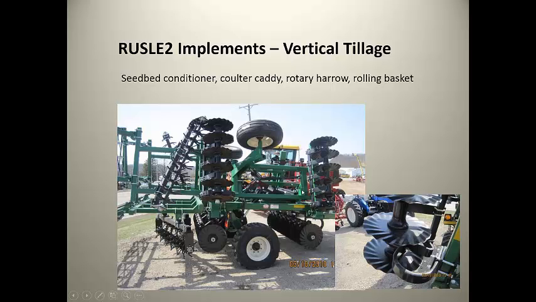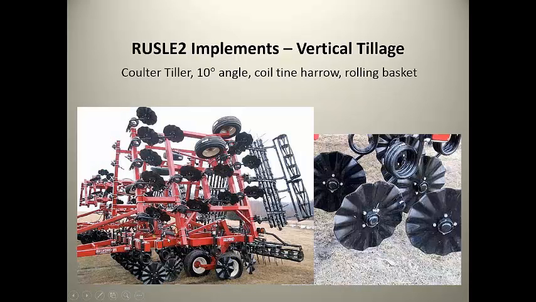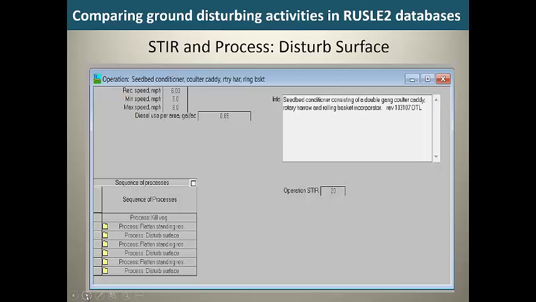This is an example of a vertical tillage tool, a soil conditioning seedbed conditioner with a coulter caddy, rotary harrow, and rolling basket. And the reason why I show this tool is because myself and Laura Good inserted 2 tools to be used in Snap Plus. Okay. This is a Salford vertical tillage tool, but it has angles, coil tine harrow, and a rolling basket. Now, these 2 tools have been embedded into Snap Plus.